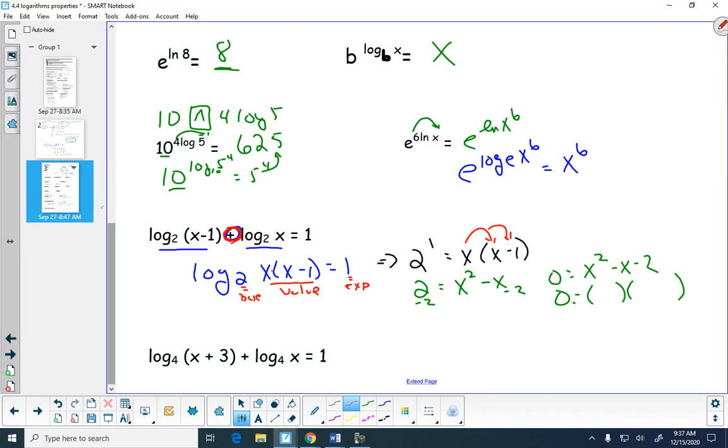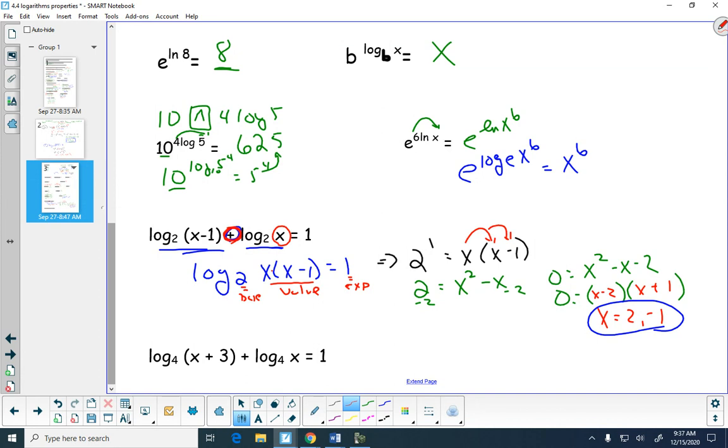Kirsten, what does this factor to? (x minus 2)(x plus 1). So x would equal 2 and negative 1. Now what we need to make sure of, though, is once again we need to check our solutions here. Does it make any of our initial values equal to a negative?